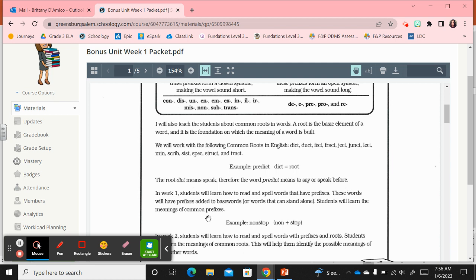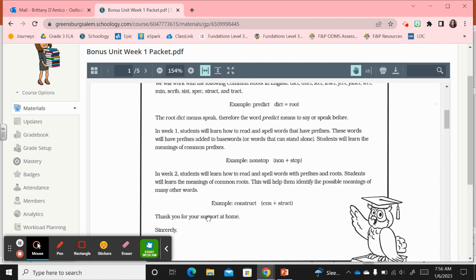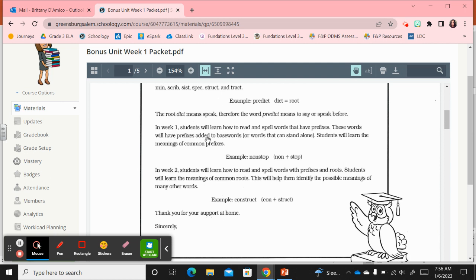In week 1, students will learn how to read and spell words that have prefixes. These words will have prefixes added to base words or words that can stand alone. Students will learn the meanings of common prefixes. For example, nonstop, the prefix is non, and the base word, which can stand alone as a word, is stop. But in week 2, students will learn how to read and spell words with prefixes and roots.